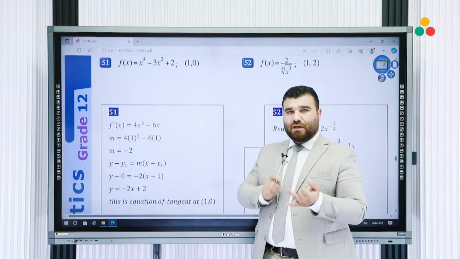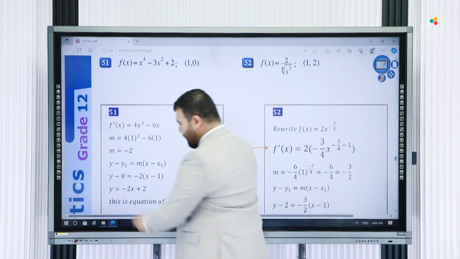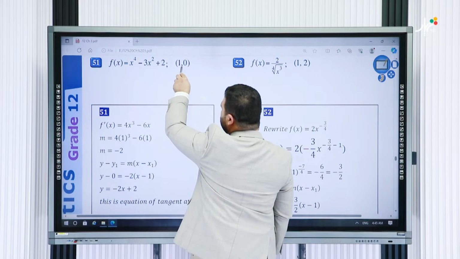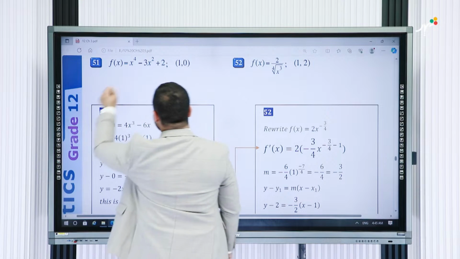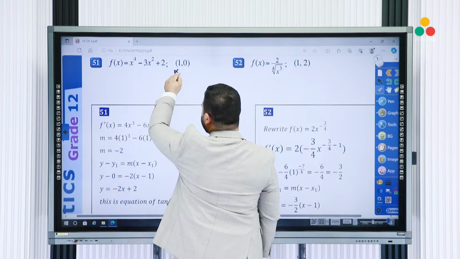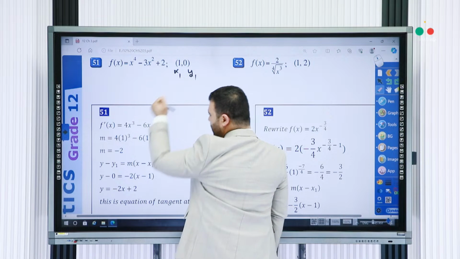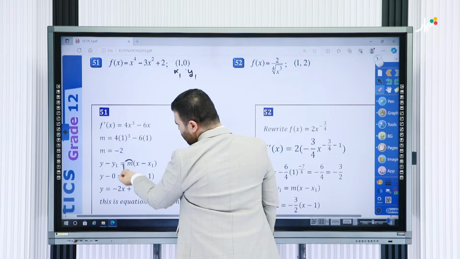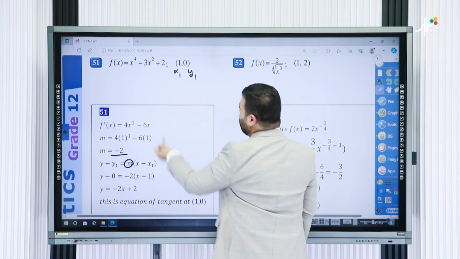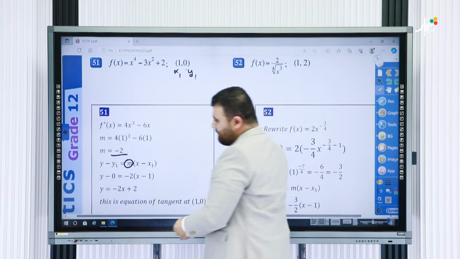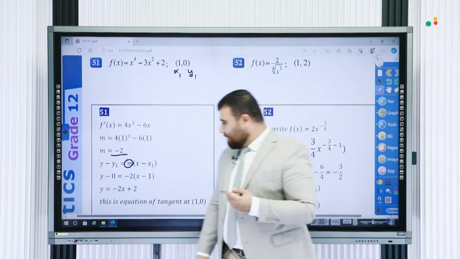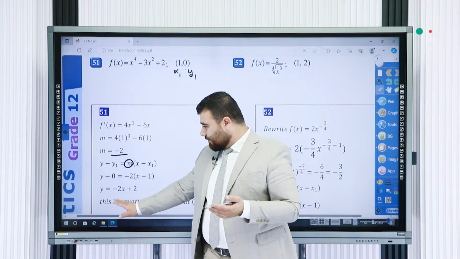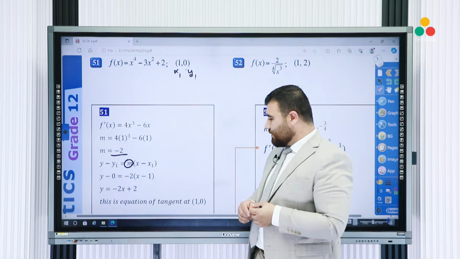Now, I know the slope, and a point we're already given. Use the rule: y minus y1 equals m times x minus x1. In the point, this is x1, this is y1. So y minus y1, it's y minus 0, equal to m, the slope, negative 2, times x minus x1, where x1 is 1. Simplifying, y minus 0 is just y. Negative 2 times x is negative 2x. Negative 2 times negative 1 is 2. Then the equation of the tangent line is y equals negative 2x plus 2.